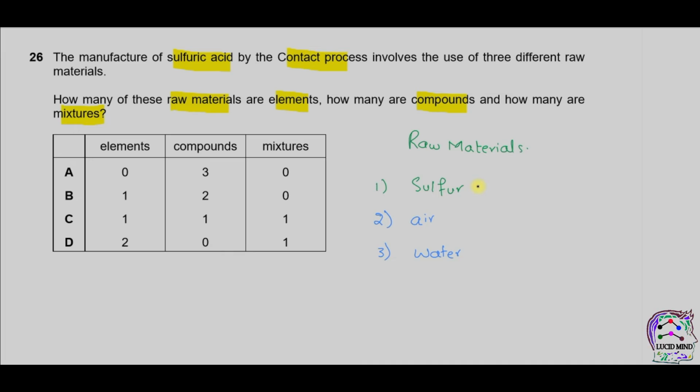Now sulfur is present in periodic table, therefore it is element. Air is a combination of different gases, so therefore it is a mixture. Water is the chemical combination of hydrogen and oxygen, therefore it is compound. So we have one element, one mixture, and one compound. Correct answer is therefore C.